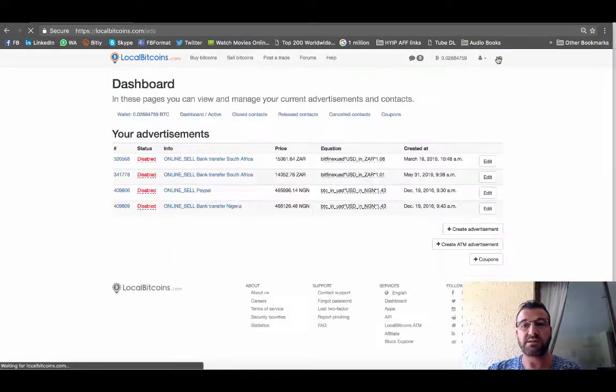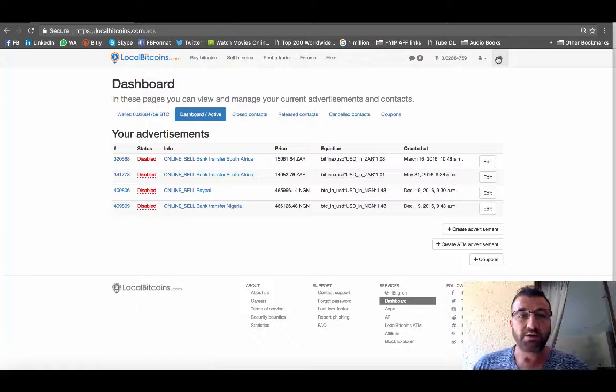If you click on this little dial icon, it takes you to a page which shows you your sell orders. If you had Bitcoin and you wanted to sell it on the exchange, this is where you could create your advertisement to sell your Bitcoin.